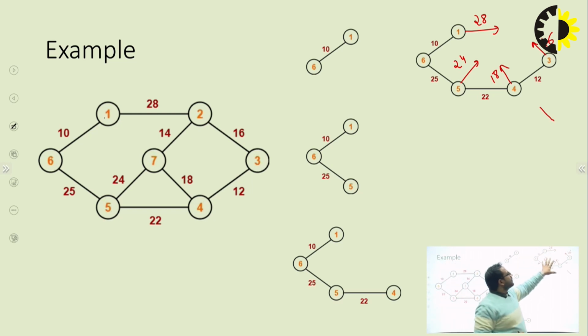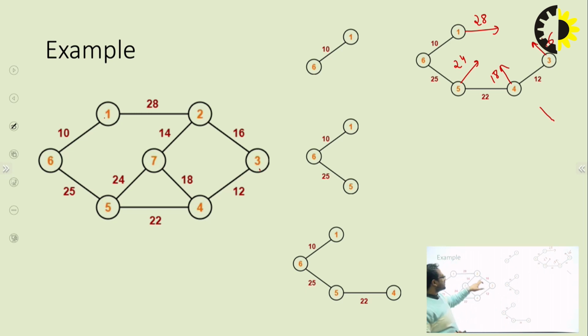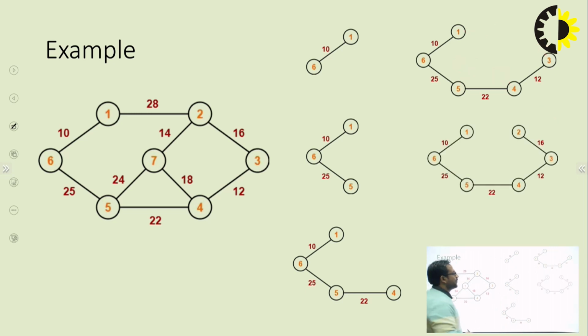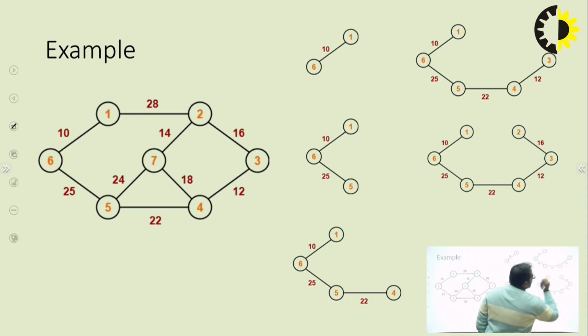So now I am having here 4 options. So which one are we going to select? The minimum one, obviously the minimum one. The minimum one is this one, 16 weighted. That means 3 to 2. Okay. So now we can choose this edge. So I am selecting here 3 to 2, 16.